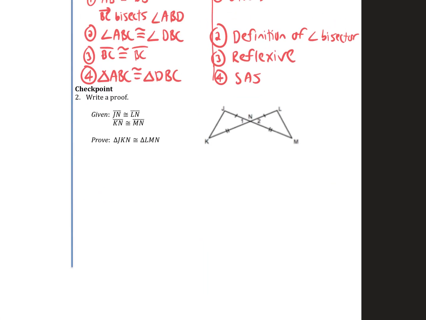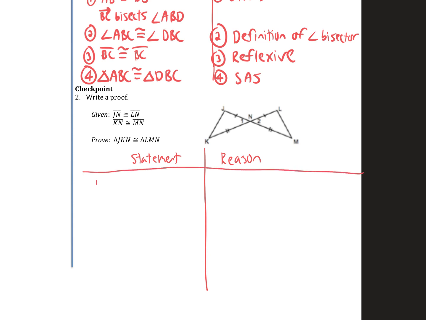Okay, so again, checkpoint 2, we need a statement. We need a reason. All right, so step 1, what do we have here? It says JN is congruent to LN, KN is congruent to MN, those are our givens. We're trying to prove that triangle JKN is congruent to triangle LMN. So we start with our givens. We have JN is congruent to LN, and KN is congruent to MN. The reason for that is given.